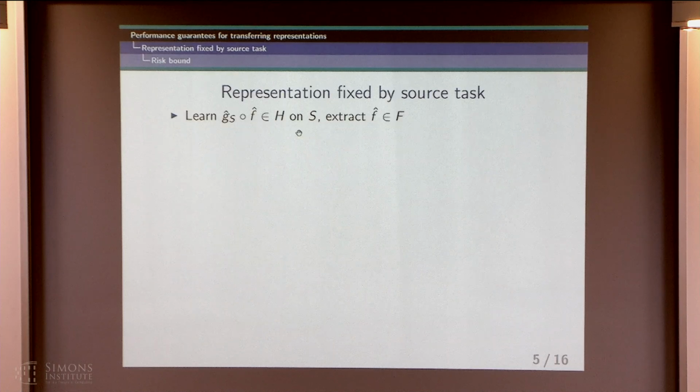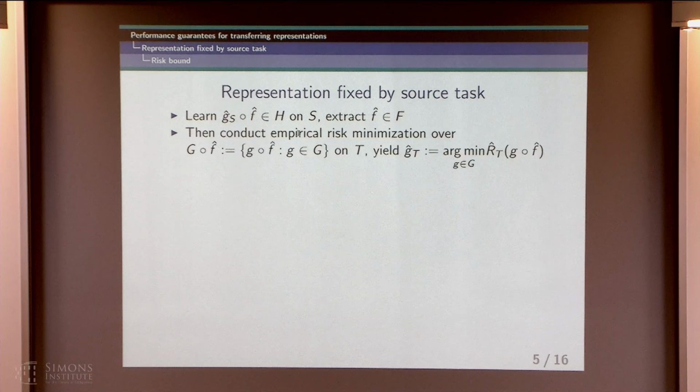Okay, so the first case we're going to consider is the following. We're going to learn some hypothesis on the source task, and we're going to try and extract the representation function that we learned. While in general we might not be able to extract this, if you think about the case of a neural network, if you know the weights of the network, then maybe you can extract this representation function that you've estimated.